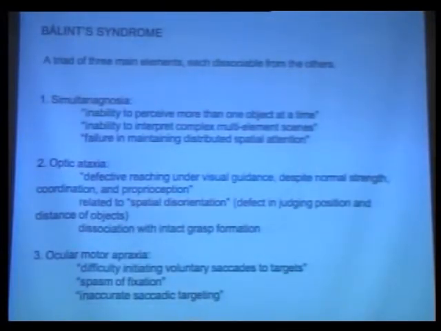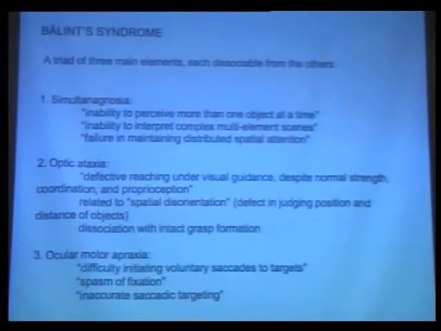Last thing I want to touch on is Balint syndrome. You will see this if you hang around; I usually see about 2 or 3 of these a year, at least. There's a triad of 3 main elements. Each of them is dissociable from the other, so you don't have to have all 3 things, but often you do. The very first thing is simultanagnosia, which is defined as the inability to perceive more than one object at a time, or the inability to interpret complex multi-element scenes.